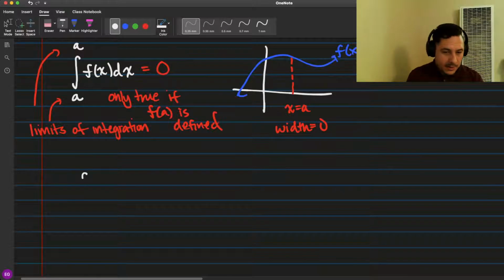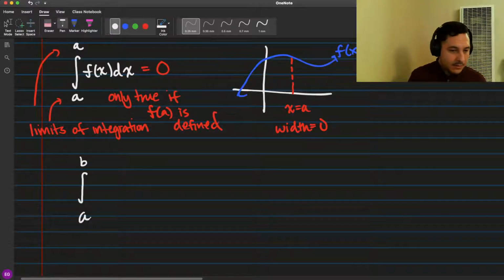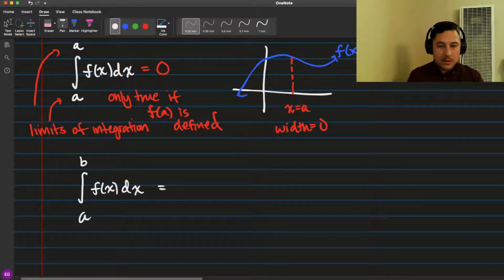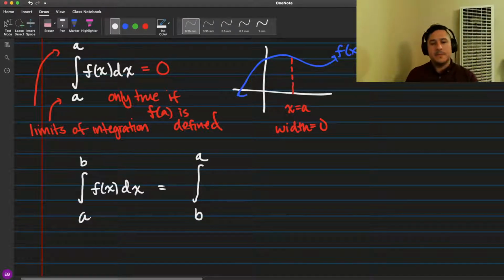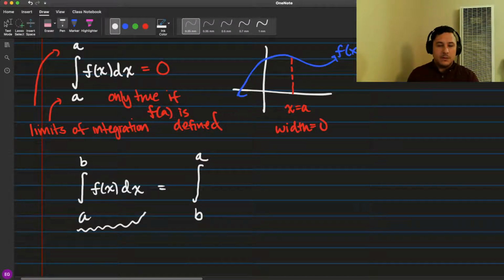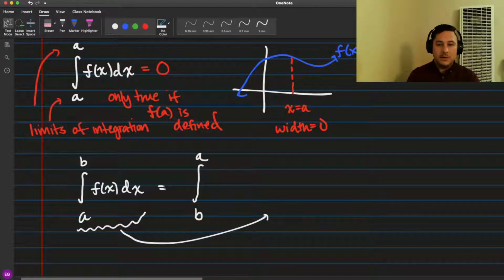So let's say that you're integrating from a to b, and you're integrating the function f of x. Okay, what happens if you were to write this instead? So let's just talk about what this integral means. What does the integral from a to b of f of x dx mean? How would you describe it in words? What are we calculating?